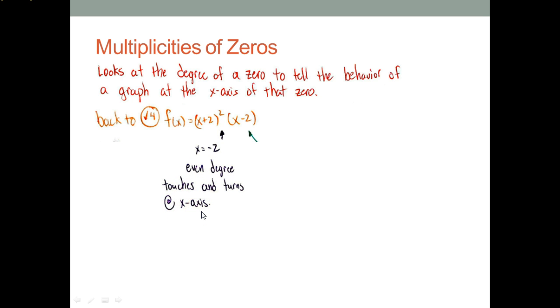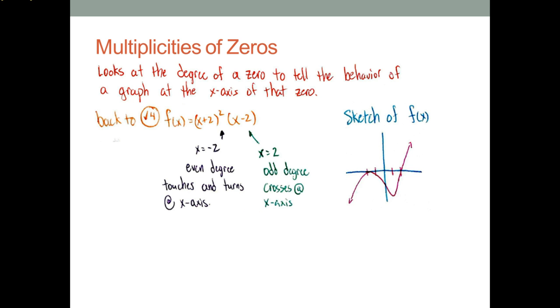And don't worry, I'm going to have a visual example of this. And if you look at the second term, x equals 2 makes the second term 0, and it has an odd degree, because if there's nothing there, the degree is 1. So it crosses the x-axis. So using the power of a graphing calculator or Google, we can sketch a graph of f of x, and we do see that at x equals -2, the graph touches and turns away.